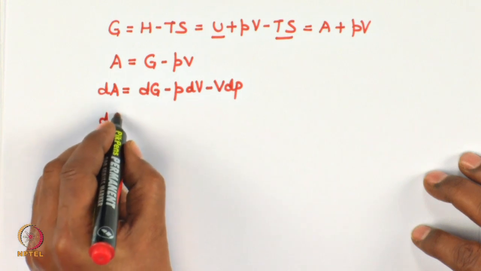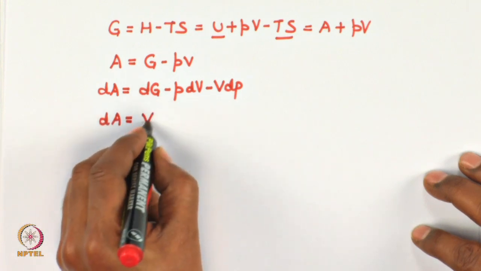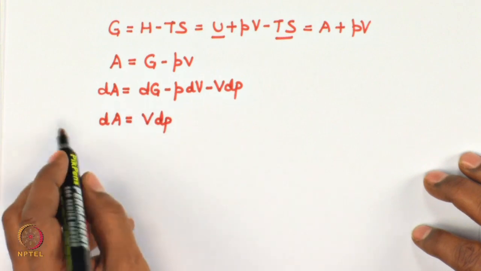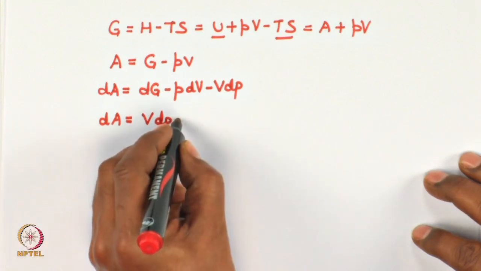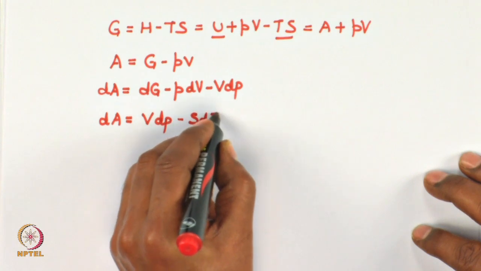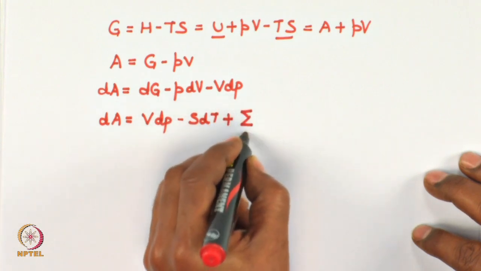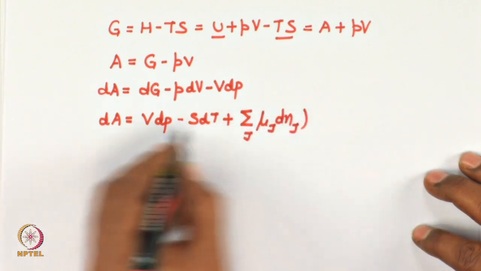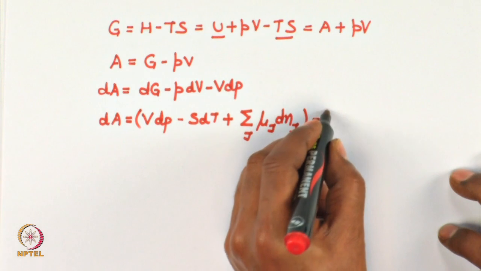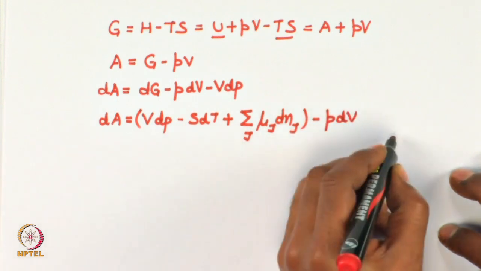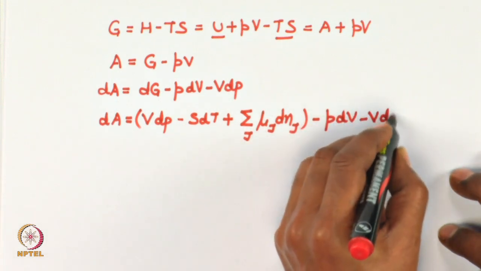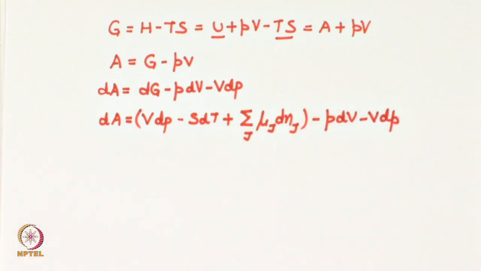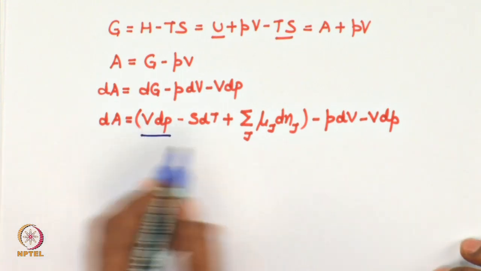Let us substitute for dG. Let us remember what we discussed earlier: dG is Vdp minus S dT plus summation j mu j dnj, this is for dG, minus Pdv minus Vdp. So, what is getting cancelled over here is Vdp and Vdp.